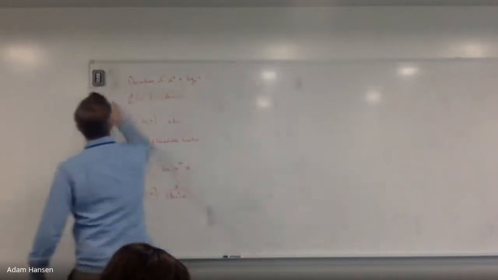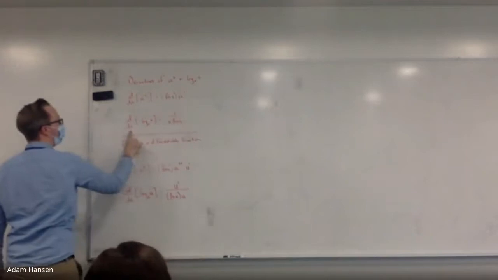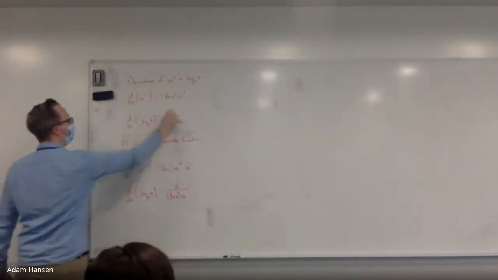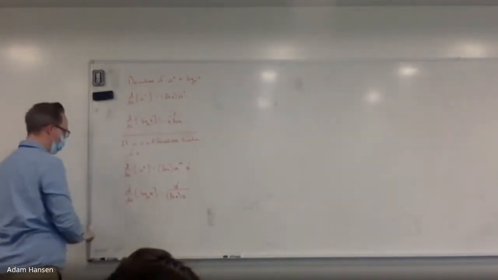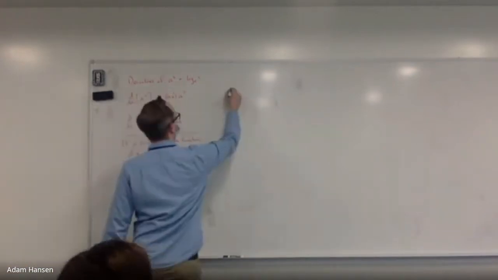Derivatives in base a. The derivative of a to the x is the natural log of a times a to the x. The derivative of log base a of x is 1 over x times the natural log of a. It takes just a second to prove these, so I think it's worthwhile for us to do.